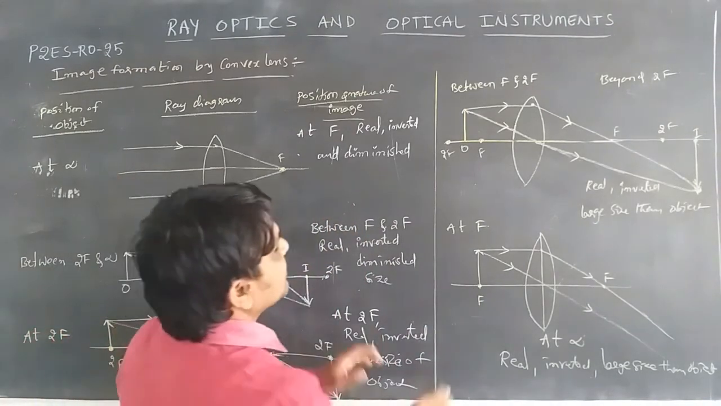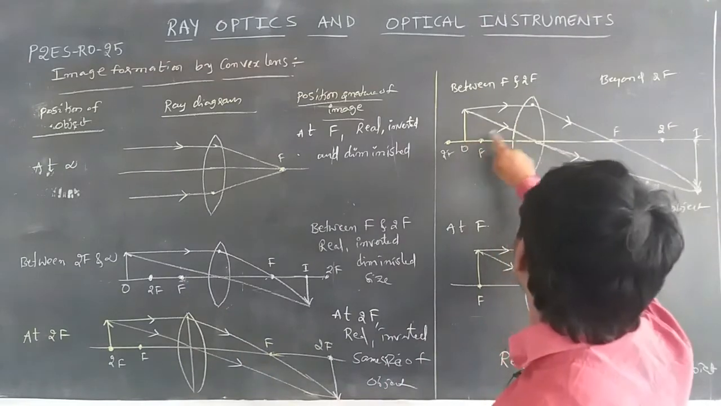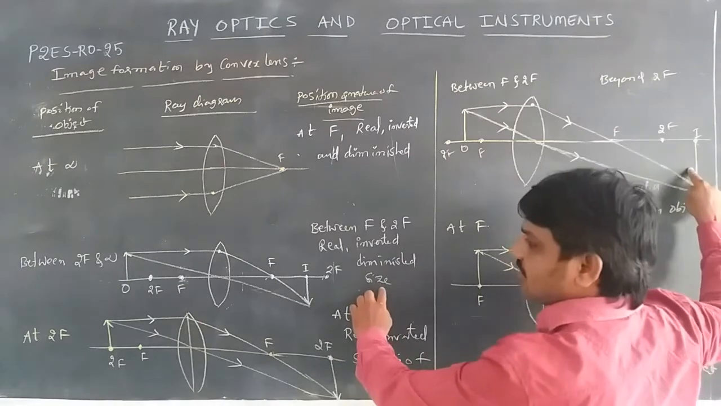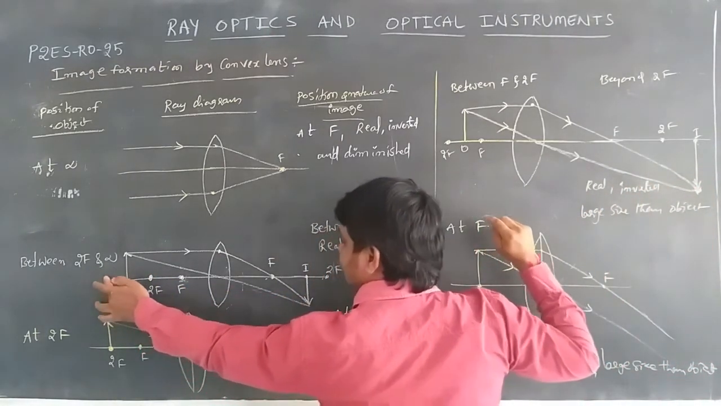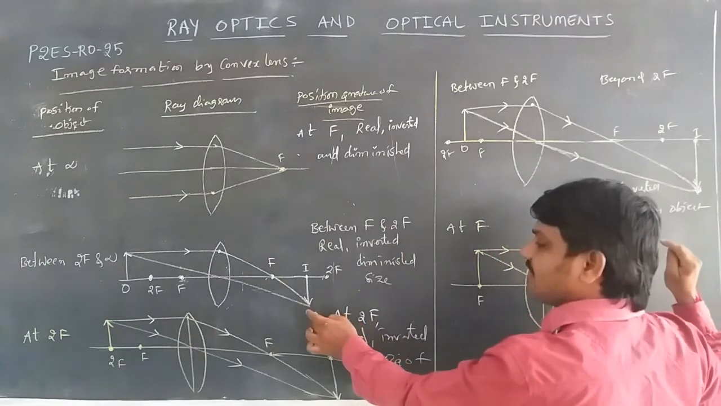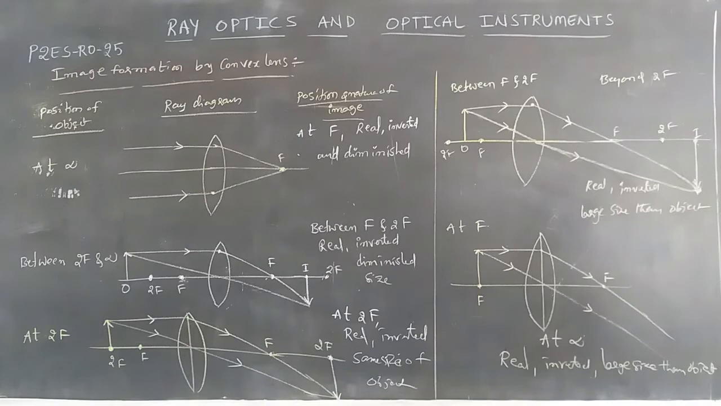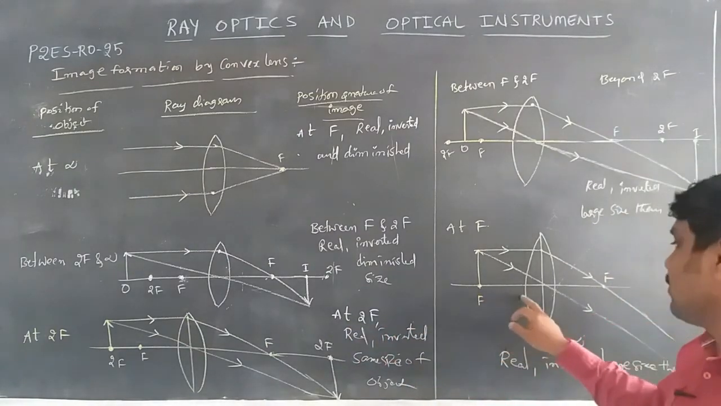Also, when the object is placed between f and 2f, the image is formed beyond 2f. Whenever the object is placed beyond 2f, between 2f and infinity, the image is formed between f and 2f. It is similar. At 2f the image is formed at 2f.